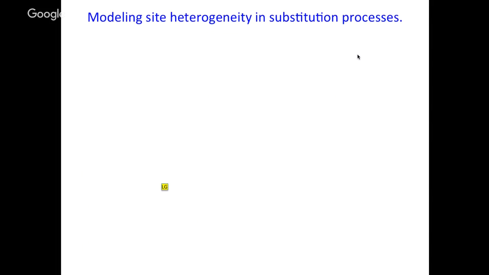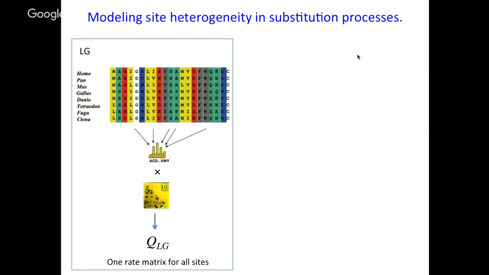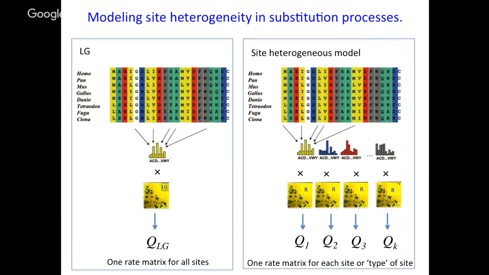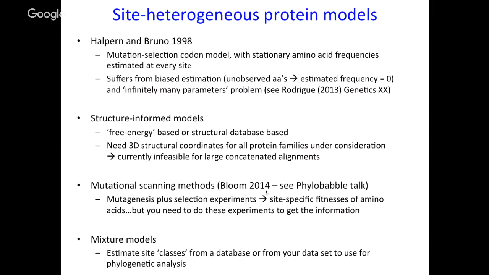So, of course, there have been ways of dealing with this, and that's really been quite an odyssey, and many different people have been trying to deal with this. Rather than using these single matrix models, where all sites in an alignment are evaluated in light of one set of exchangeabilities and one set of stationary frequencies, we've actually moved to trying to get cases where we can have multiple rate matrices for different sites or different types of sites, if we can classify sites into different groups to try and capture this heterogeneity. And that's been done in a number of different ways.